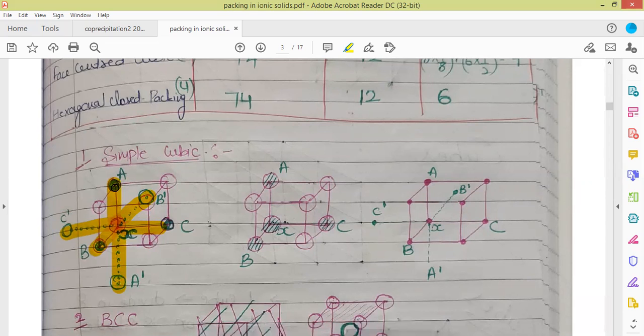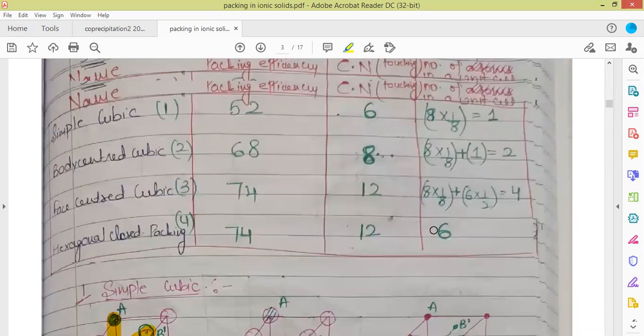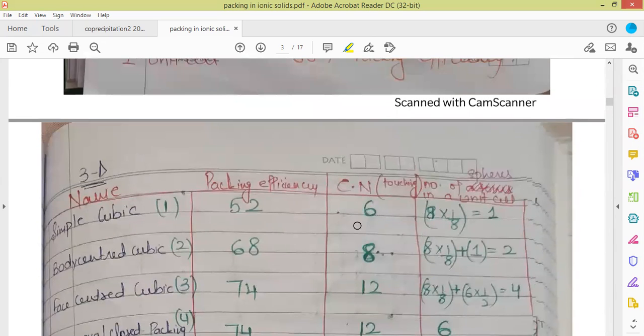Here, these 3 points, that is A, B, and C, belong to the same unit cell. And when we extend the network, these belong to the neighboring unit cell, that is B dash, C dash, and A dash. So this is how, for the simple cubic structure, there are 6 nearest neighbors for this particular atom. Here we have clearly shown. So the coordination number for the simple cubic system is 6.